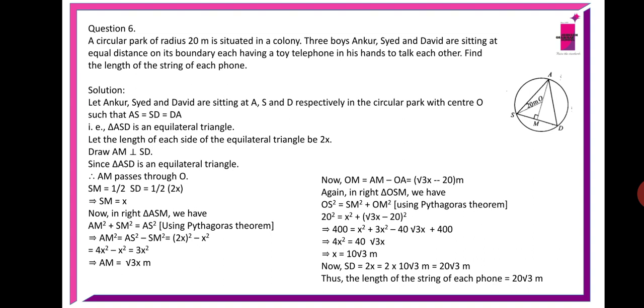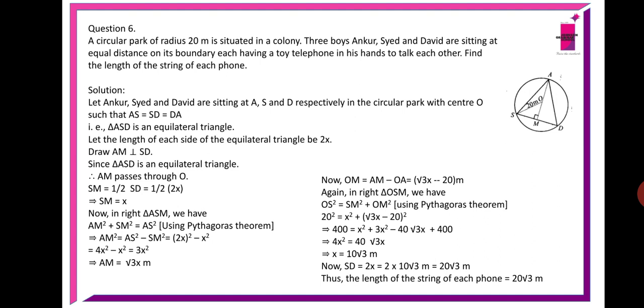Let Ankur, Syed, and David be sitting at A, S, and D respectively in the circular park with center O, such that AS equals SD equals DA. That is, triangle ASD is an equilateral triangle. As given in the question, the distance between each boy is the same, so we get an equilateral triangle. Let the length of each side of the equilateral triangle be 2x.